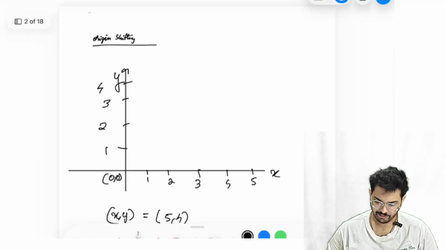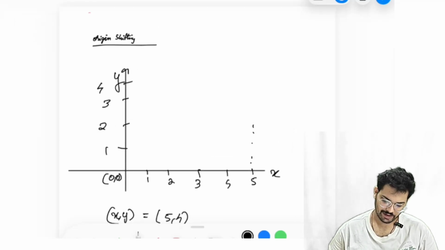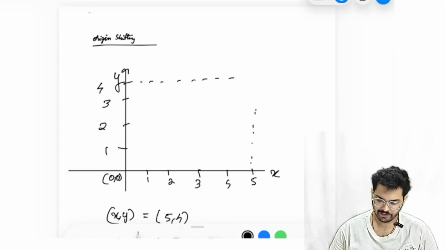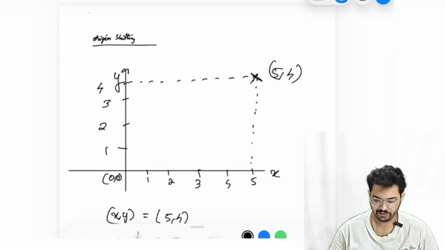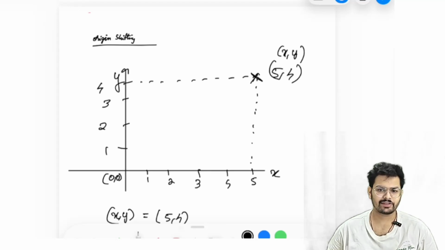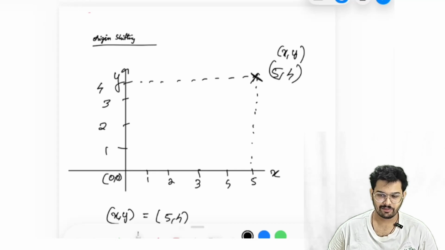So, what will be 5 comma 4? The x value is 5 and the y value will be 4. And this 5 comma 4 of this point will be based on the old coordinate system, that will be x comma y.